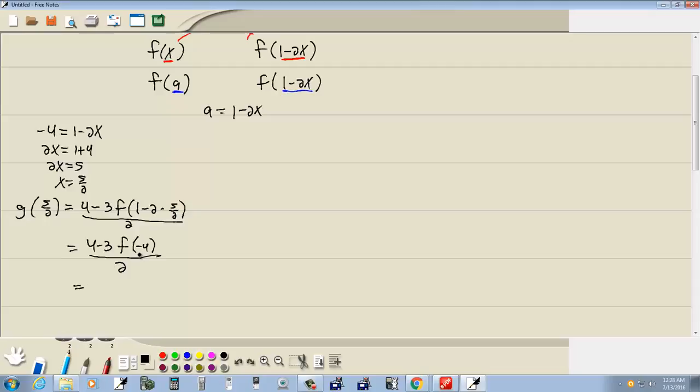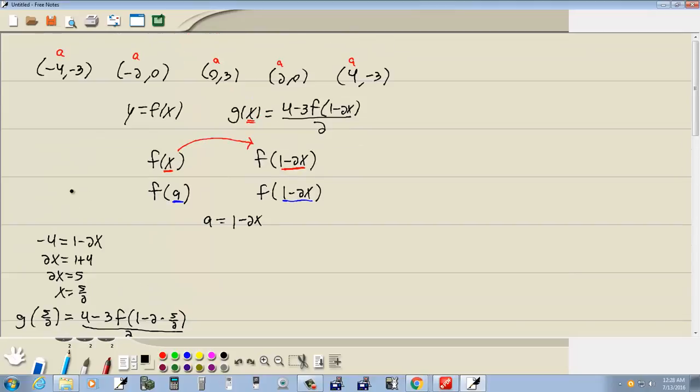Now f of -4, I'm wondering, what in the world is f of -4 equal to? To understand this, f of -4 is equal to something. Whatever's inside the parentheses is our x, and the other side is our y. So we're looking for a point that starts with -4, comma something. Well, that's pretty easy. Our first point is (-4, -3), which means that what we're looking for is the -3.